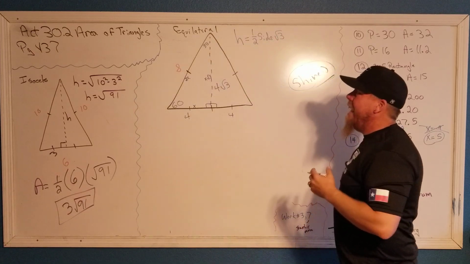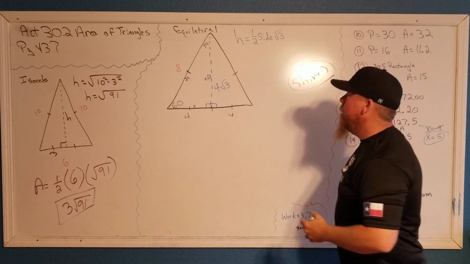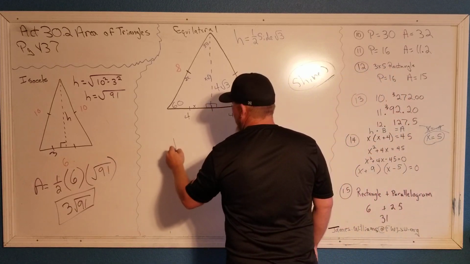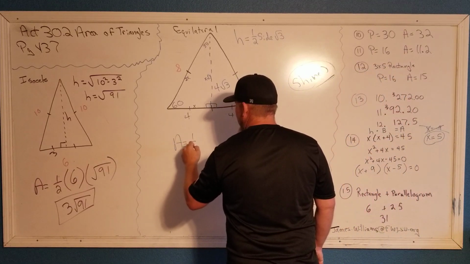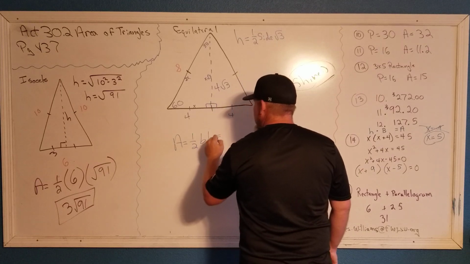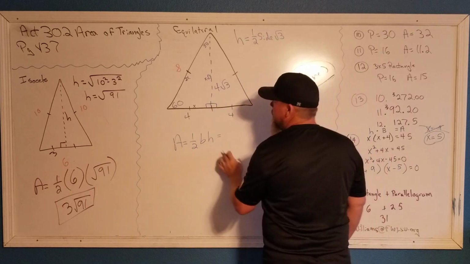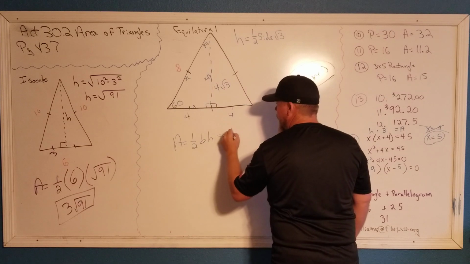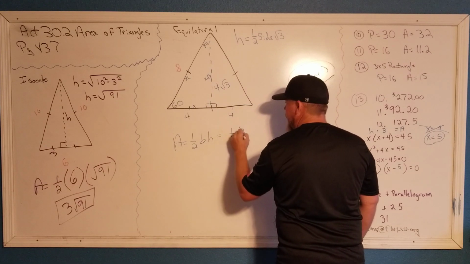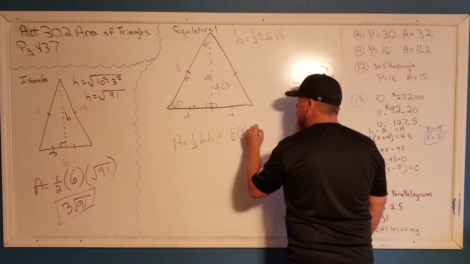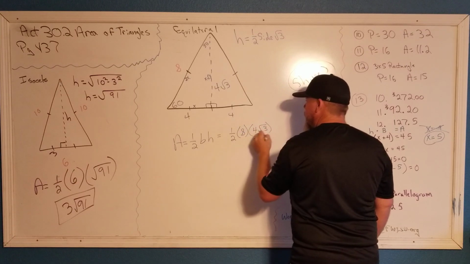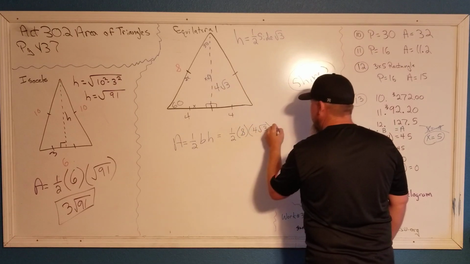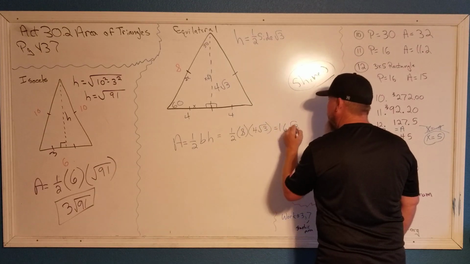So when you're finding the area for an equilateral triangle, we'll go ahead and write it out. The formula is 1/2 base times height. So for this one, let's just go with the numbers we have. So 1/2, the base would be 8, and the height is 4 root 3. So 1/2 of 8 is 4, 4 times 4 is 16, so 16 root 3, okay?